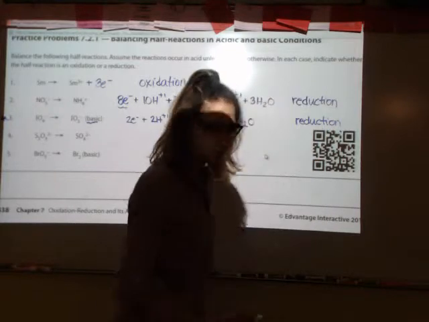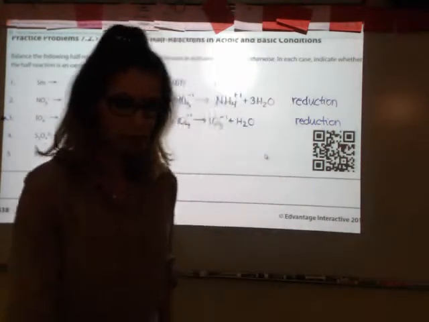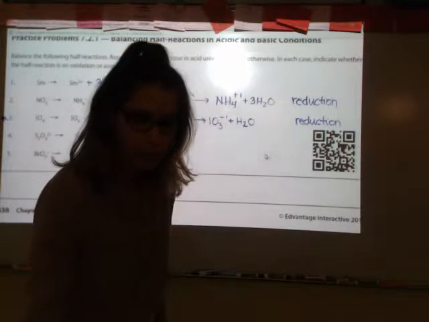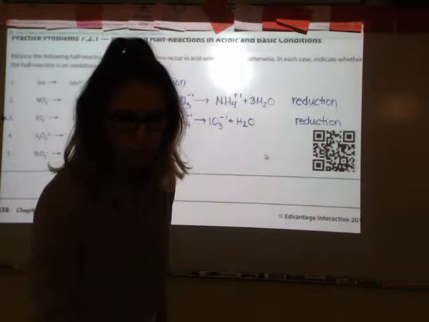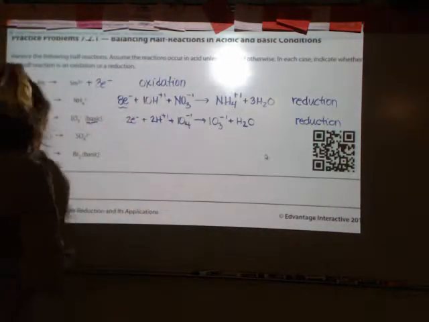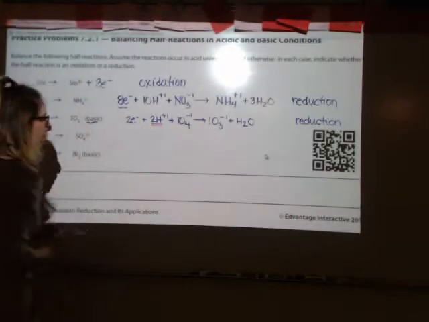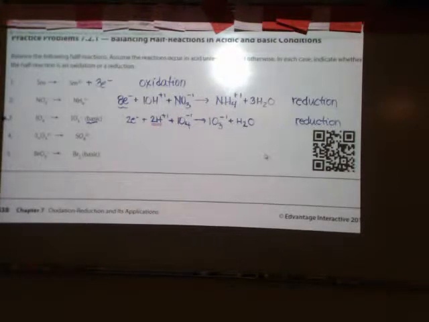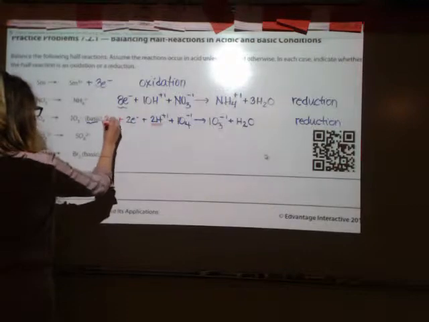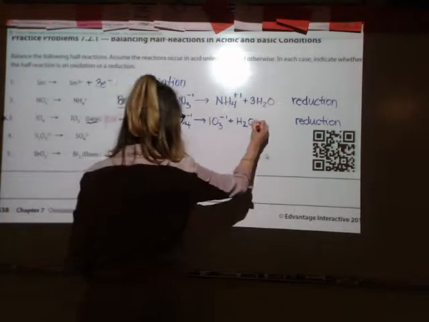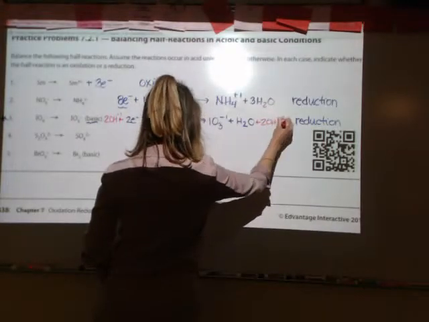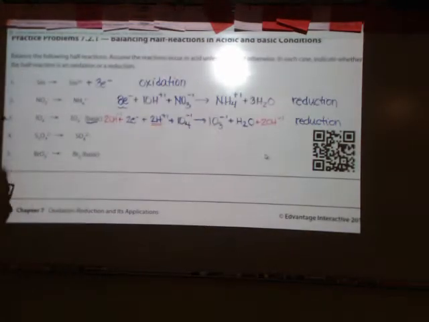Okay, now we're not done yet. We're in basic solution, so you have to look at step number 5. Add hydroxide ions to both sides to neutralize the hydrogen ions. Great, okay. So I have 2 hydrogen ions that I had added. So that means I'm going to add the same number of hydroxides. So let's add 2 hydroxide ions to each side. Now, once you do that, combine hydrogen and hydroxide to make water.